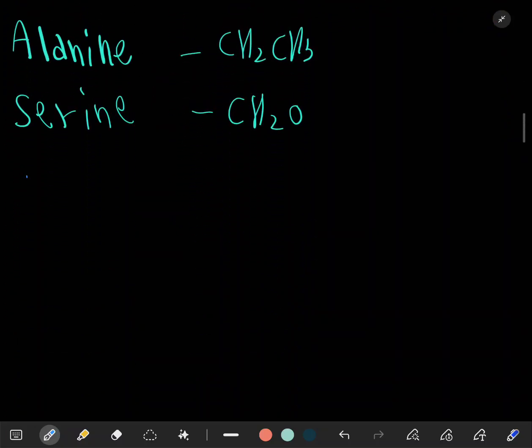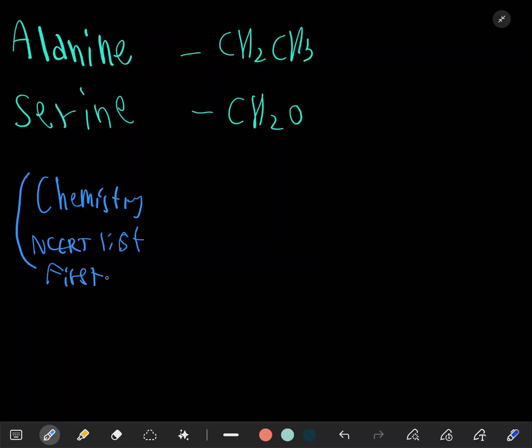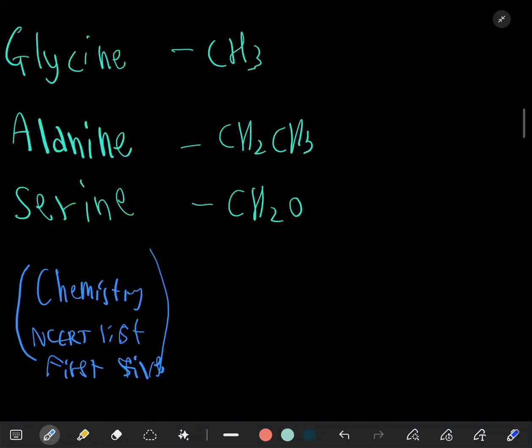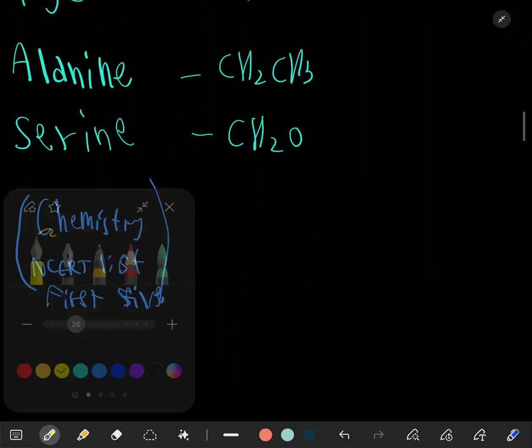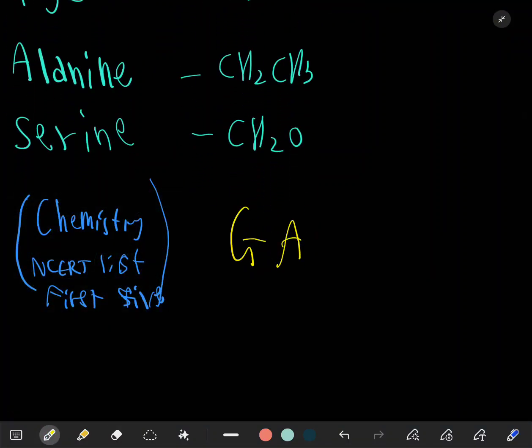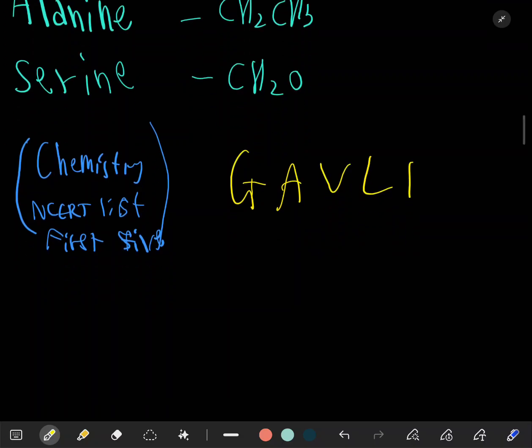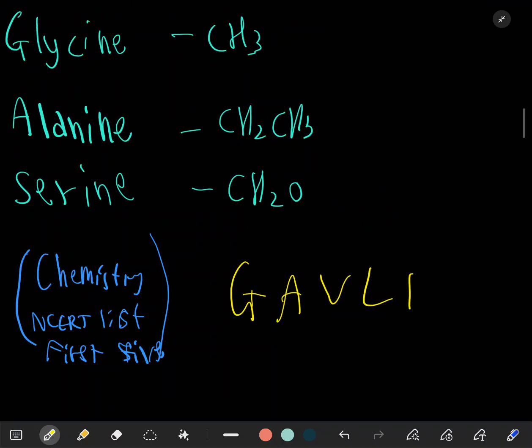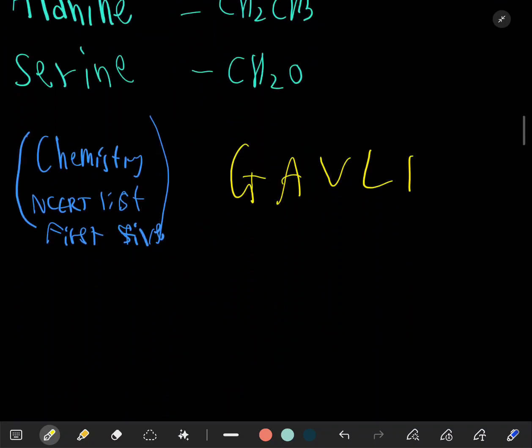Now we're gonna write here chemistry NCERT list, first 5. All the teachers say that these are the most important to learn, so that is why I memorized them as GAVLI, GAS and GAVLI. And the main part is that these show a growing pattern as we have seen earlier.